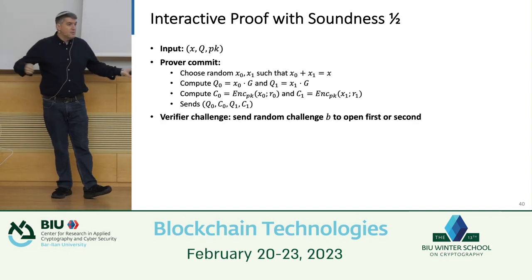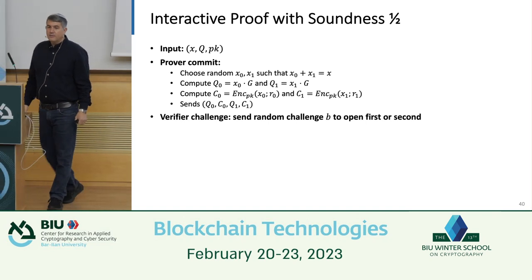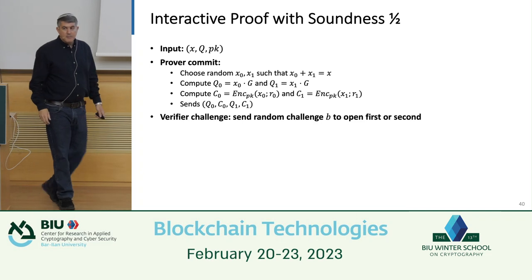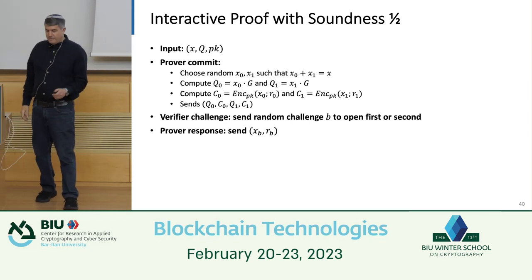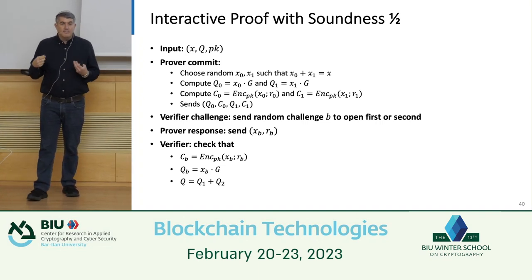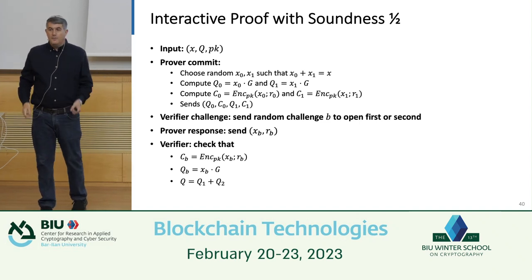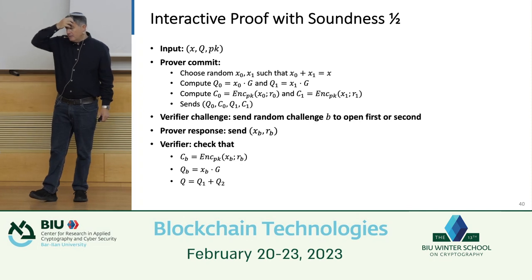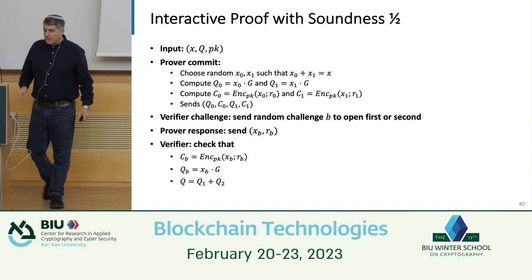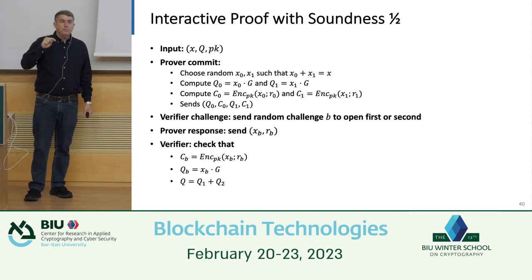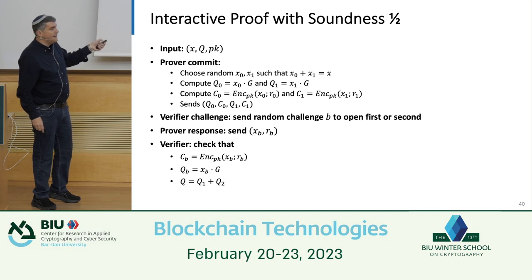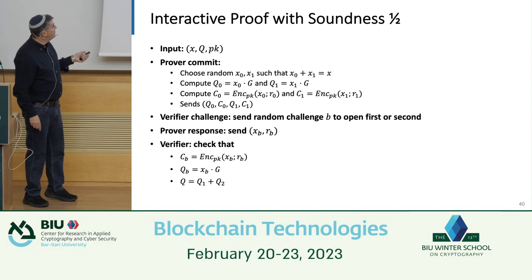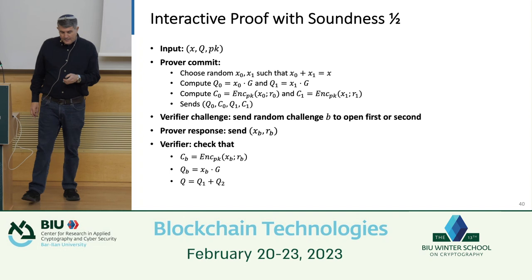And the verifier is going to cut and choose. They're going to randomly ask me to open one of them so they can verify that I am behaving honestly. So they send me a random B, and then I'm going to open either the first encryption or the second encryption, and the verifier is going to check the following. First, they check that the encryption that I originally sent is indeed an encryption of what I opened up, XB and RB, X0, R0, whatever. And then they check, and this is the important check, that QB equals XB times G. If I open 0, they check that this value matches what's inside. If I open 1, they check that this value matches what's inside. And then they check that Q equals Q0 plus Q1, and if yes, they accept.